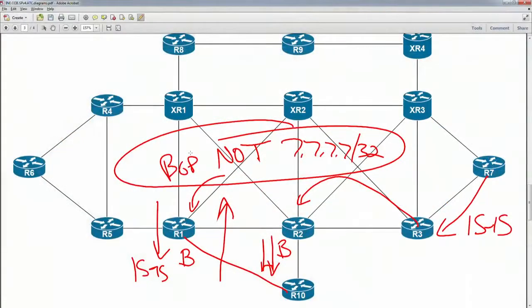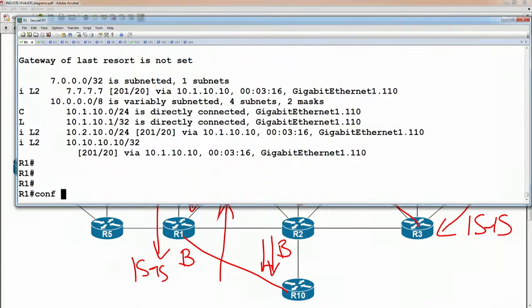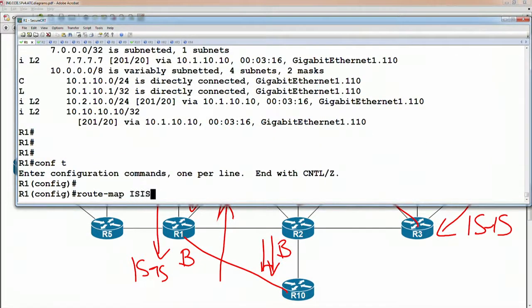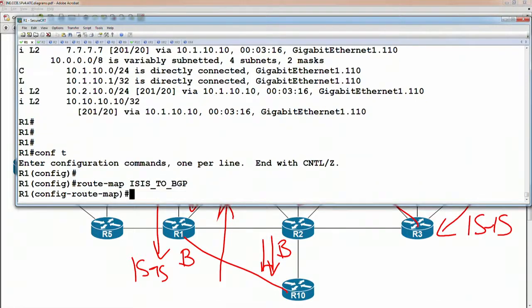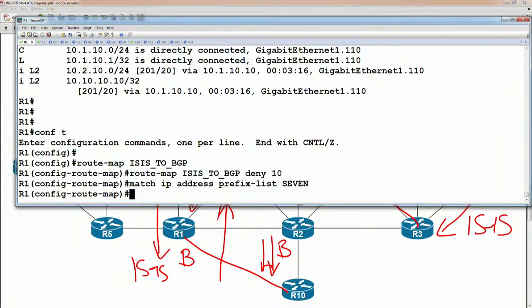So because of this, as you could probably guess, there would be very limited applications for using ISIS in this manner because it's got no loop prevention. You'd have to manually fix this basically for every prefix that you would want to do the redistribution for. So what I would need to do next is basically on router 1 we need a route map from ISIS to BGP, and it is going to say we're going to deny match IP address prefix list 7 and then permit everything else.